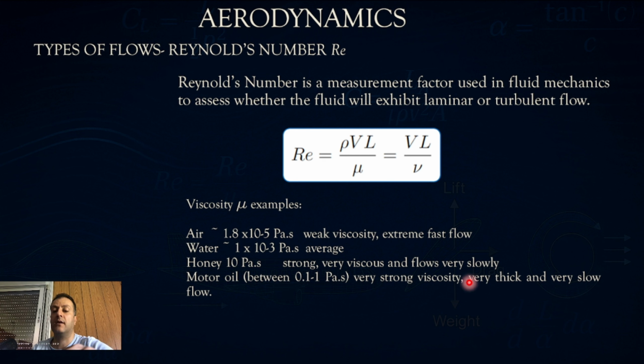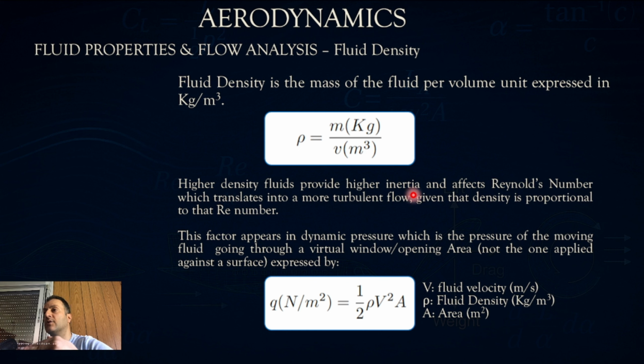Higher density fluids provide higher inertia and affect Reynolds number. It increases Reynolds number. That's why for higher density fluids, you have a much more turbulent flow, given that density is proportional to the Reynolds number. This factor appears in dynamic pressure, which is the pressure of the moving fluid going through a virtual window or opening area, not the one applied against a surface. If you will, that's the moving pressure of the air around the wing.